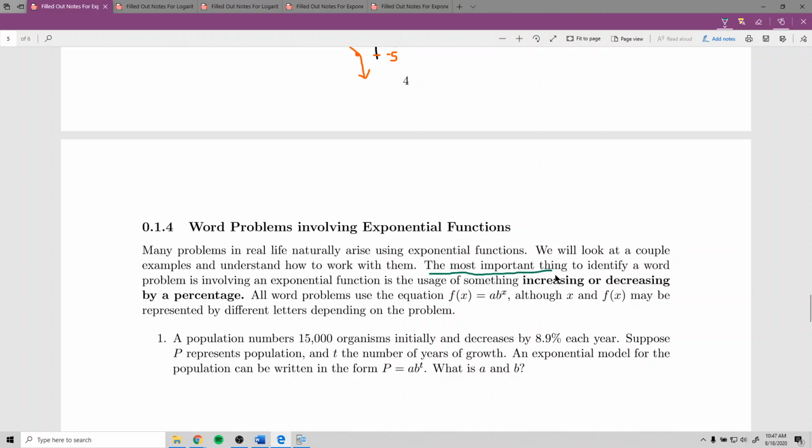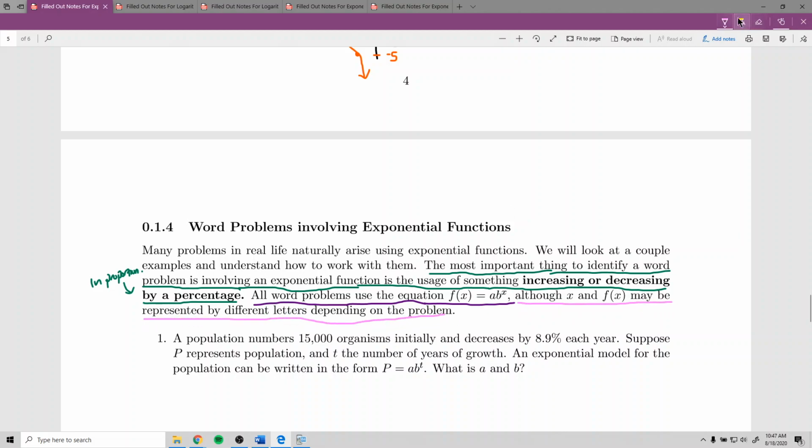The most important thing to identify a word problem involving an exponential function is the usage of something increasing or decreasing by a percentage. Sometimes it says in proportion, but usually you're given some type of percentage, or it'll just say use an exponential function. All the word problems use the equation f of x equals a times b to the x. And like with word problems we've seen before, x and f of x don't need to be that. They can be represented by different letters in the problem.